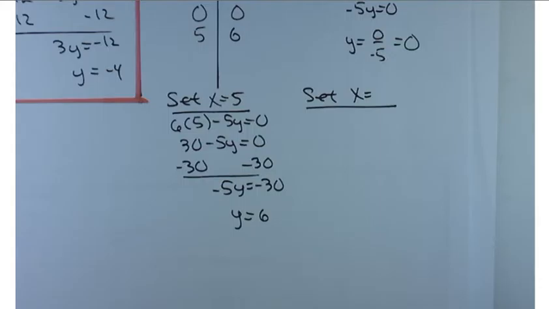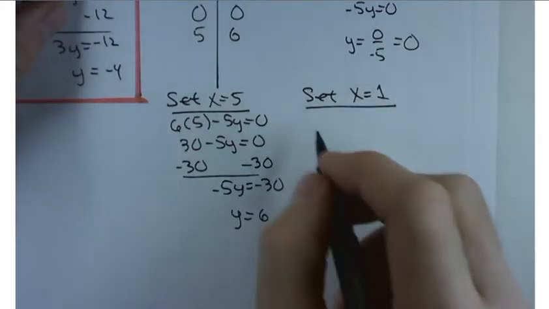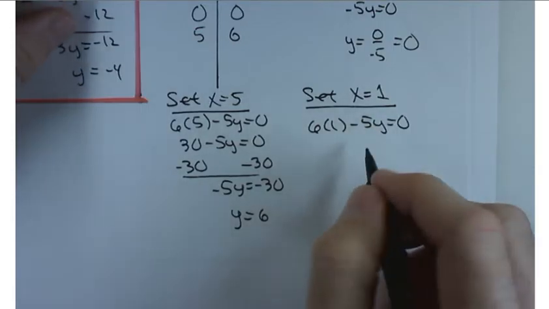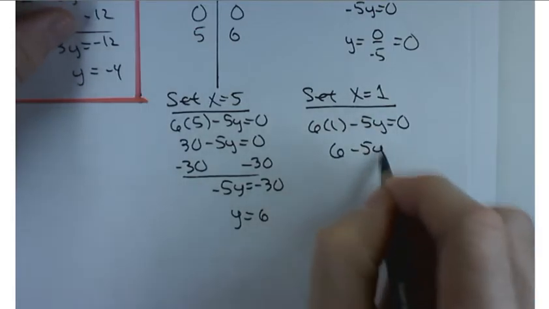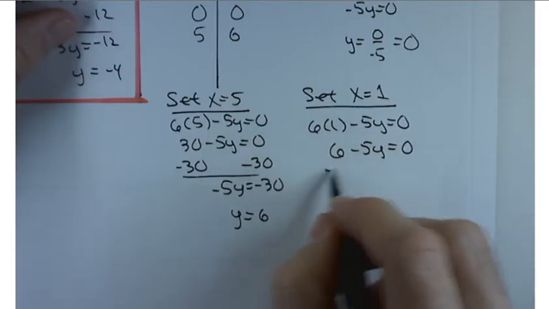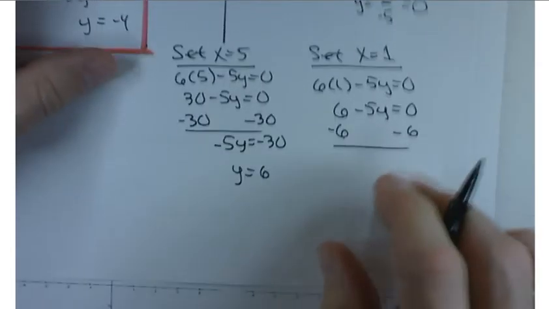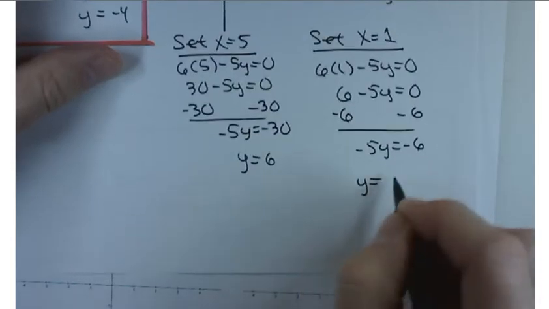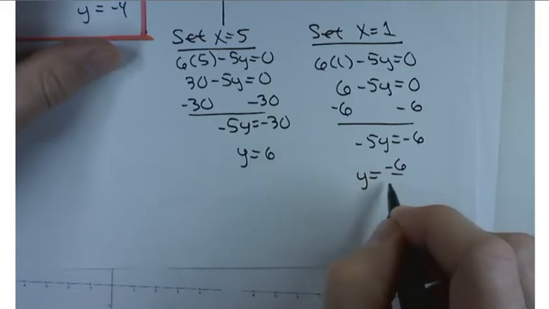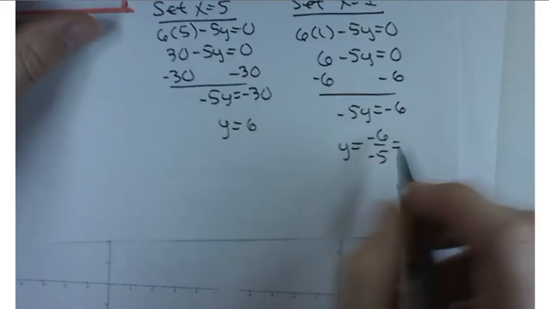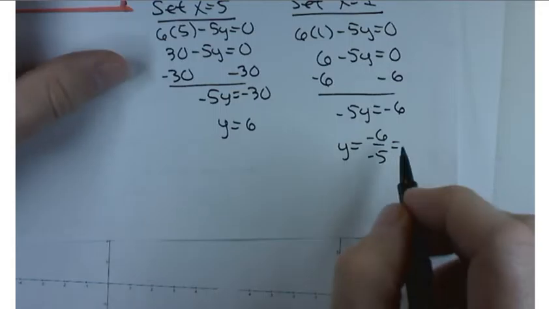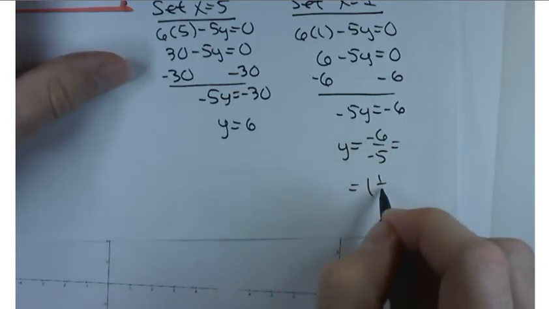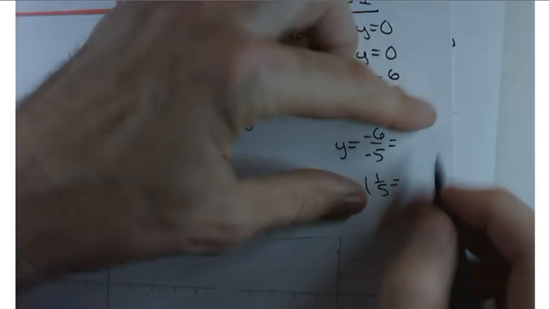If you set x equal to 1, 6 times 1 minus 5y equals 0. 6 minus 5y equals 0. I'll subtract 6 from both sides. You get negative 5y equals negative 6. When you divide both sides by negative 5, one thing you should take care of is that negative divided by negative is positive. So 1 and 1/5, or some of you wrote it as a decimal, 1.2. Either way is fine.